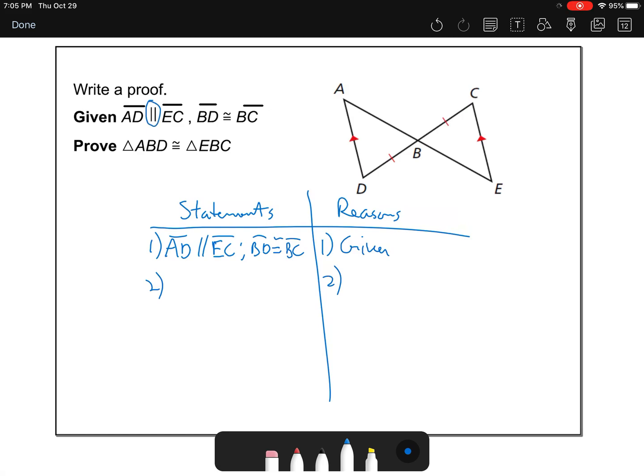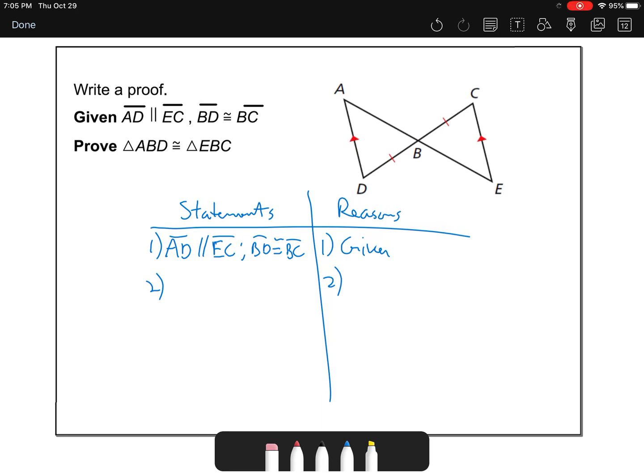We have to know that this symbol means parallel. We have to know that this is congruent. We have to know that these are segments in order to understand what this is saying. So if I read this out loud, it says segment AD is parallel to segment EC. And that's what we got here with the red arrows. Segment BD is congruent to segment BC. All right? Now, you have to be very careful. These are not congruent. That is not what those say. Those do not say congruent. They say parallel.